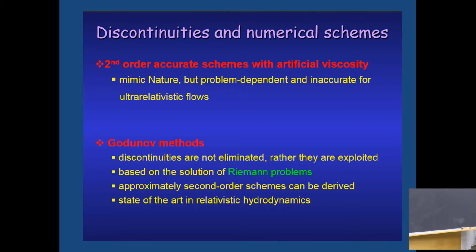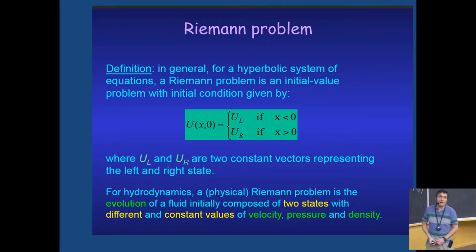So these methods recognize the fact that discontinuities will arise and will react accordingly. They are based on the solution of Riemann problems, and I'll define what a Riemann problem is in a second. Their second order schemes, or even higher ones, can be derived without these problems here, where artificial spurious oscillations are introduced. And the state of the art in relativistic hydrodynamics is based on this family of methods. So let's define what a Riemann problem is.